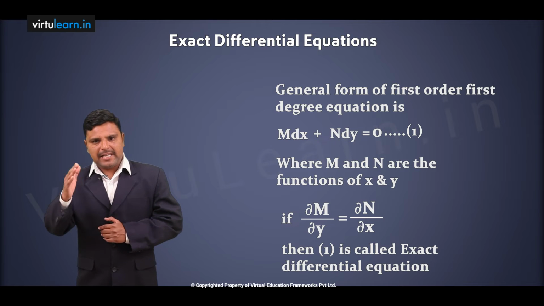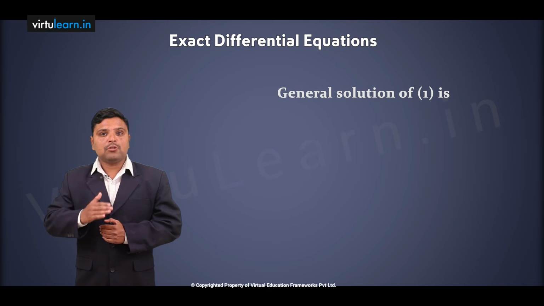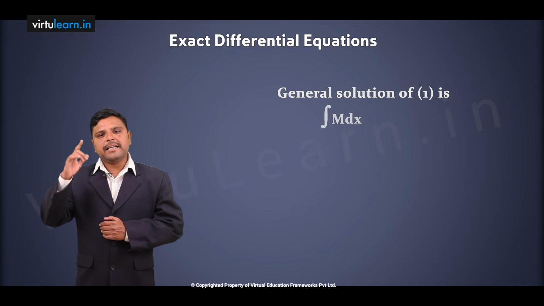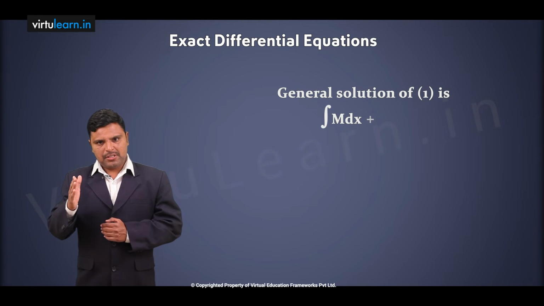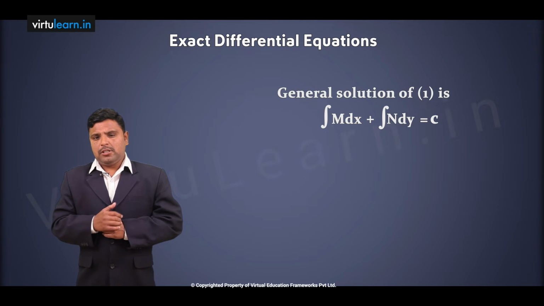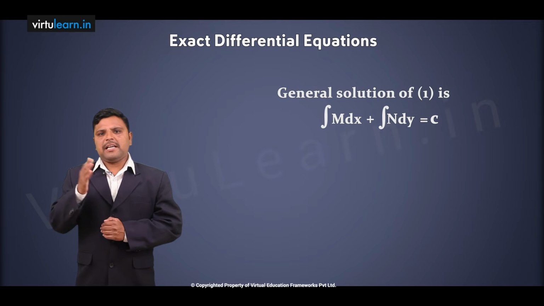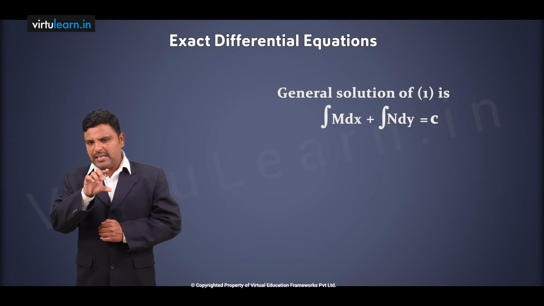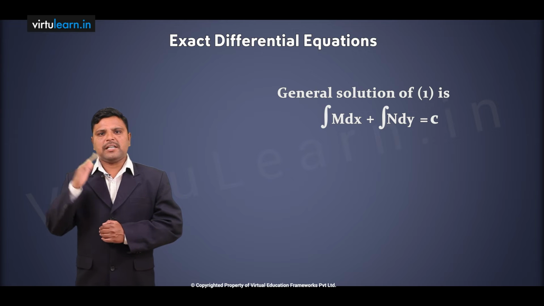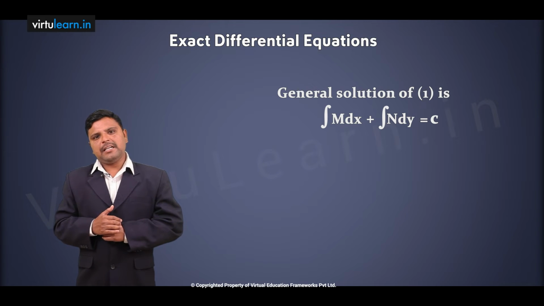If it is an exact differential equation, then the general solution of this differential equation is given by the formula: integral M dx plus integral N dy equals c. C is the constant here. Now, this is very important. Already I told you, capital M is a function of x and y, and capital N is also a function of x and y. But we are integrating with respect to x and with respect to y. Once again, the formula for the general solution: integral M dx plus integral N dy equals c.